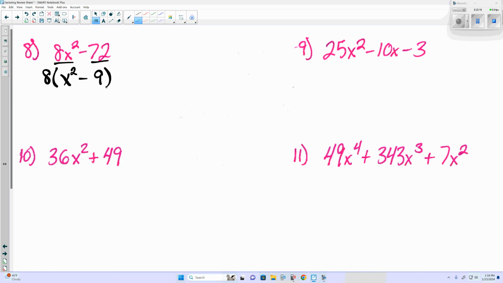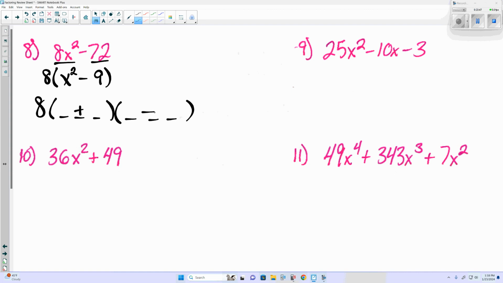So 8x squared minus 72, there is a greatest common factor of 8. 8 will go into both terms, so we need to factor it out first. Now that leaves us with x squared minus 9. X squared is a perfect square. It would be x and x. And what times itself is 9? 3. Since it is a difference of perfect squares, our signs are opposite.